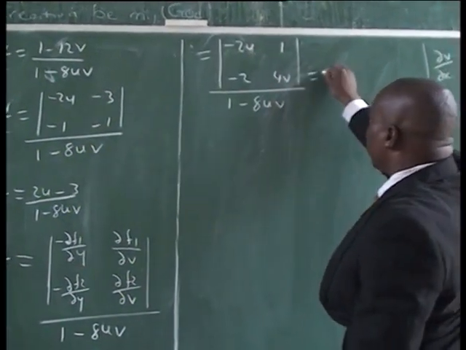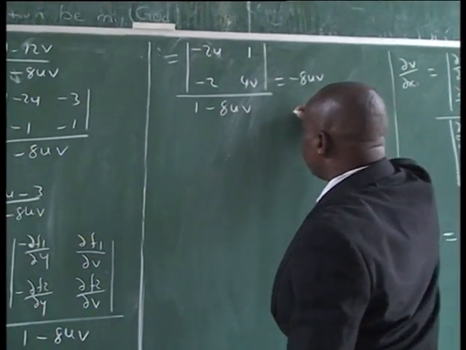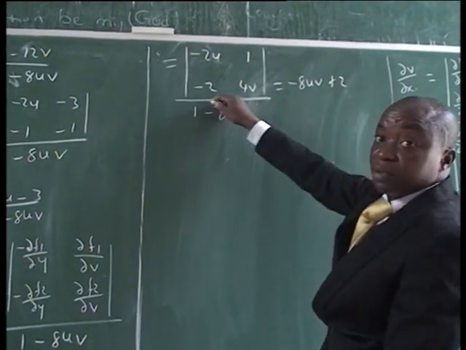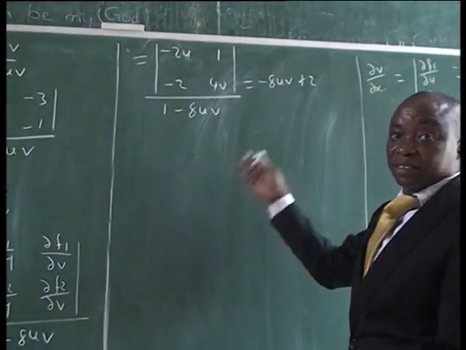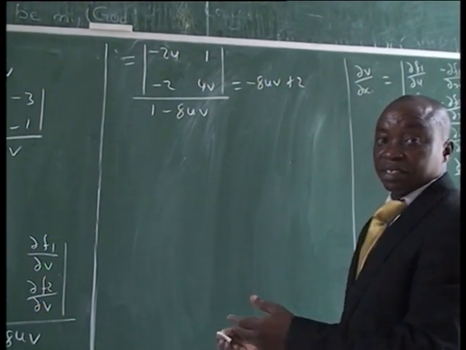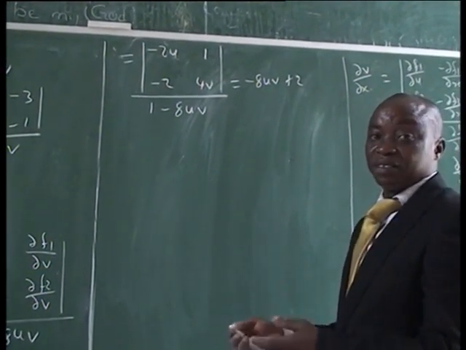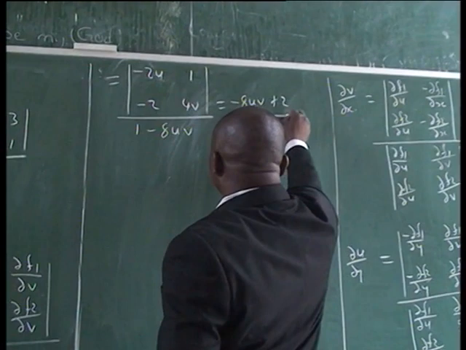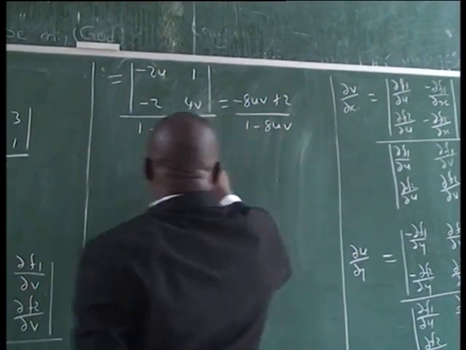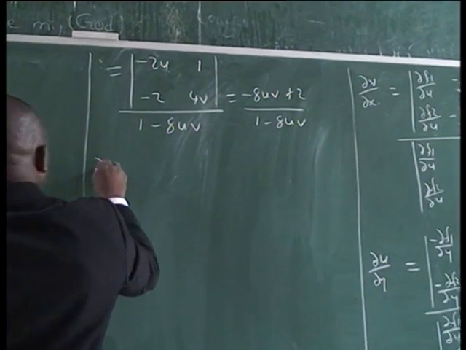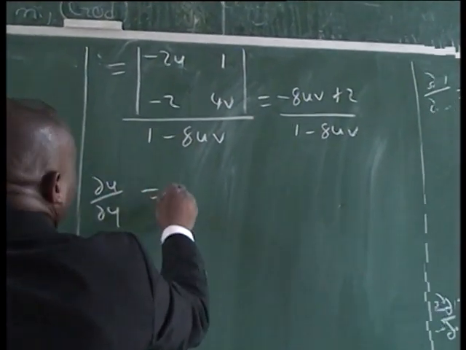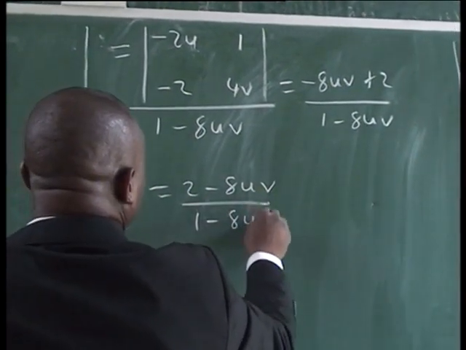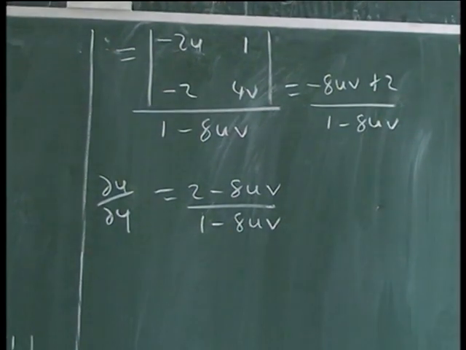So this times this can give us minus 8uv, and then this times this can give us plus 2. You know how we take determinants? It's a 2 by 2 matrix. It is assumed that you have offered those basic lectures, and then you should know them. Now I divide by 1 minus 8uv, so partial u partial y is 2 minus 8uv divided by 1 minus 8uv. So that is partial u partial y.